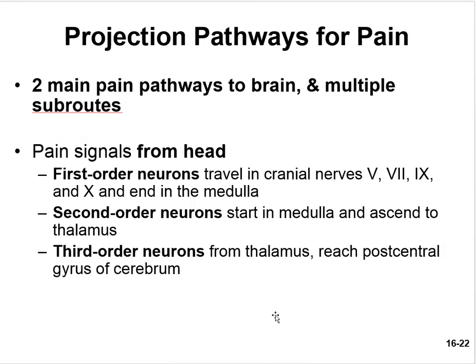There's two main pathways to the brain and some multiple subroutes that could be possible. For pain signals from the head, the first order neuron travels to the cranial nerves listed there, and then they end in the medulla. Then the second order neuron picks that up and ascends to the thalamus, and then travels to the third order neurons to the postcentral gyrus of the cerebrum, where then it's interpreted as pain.